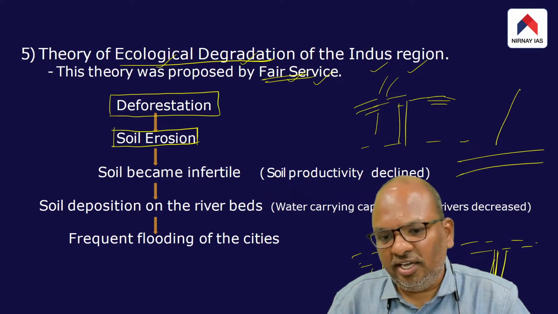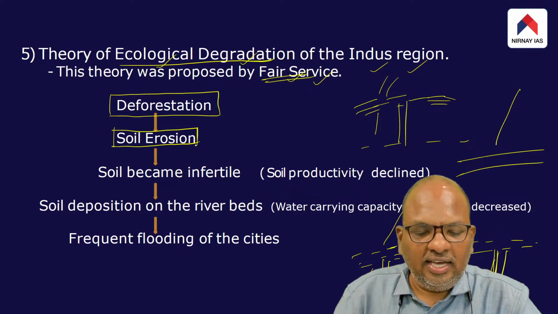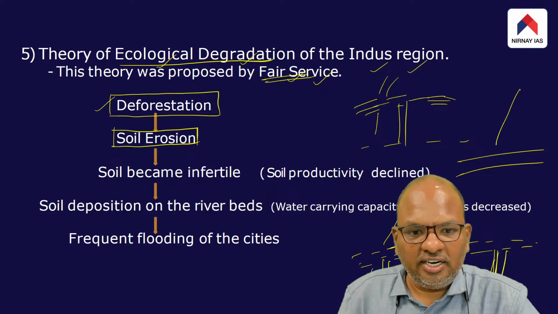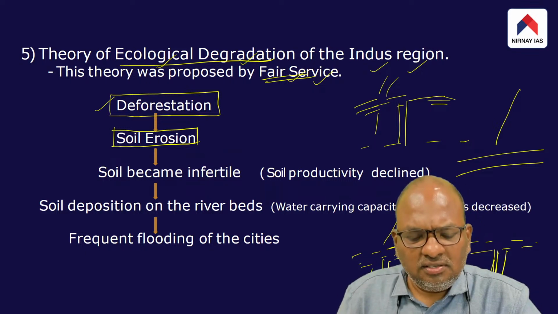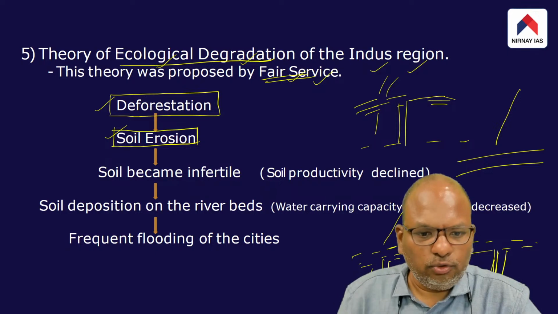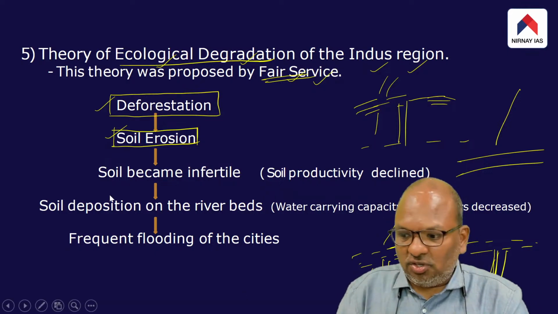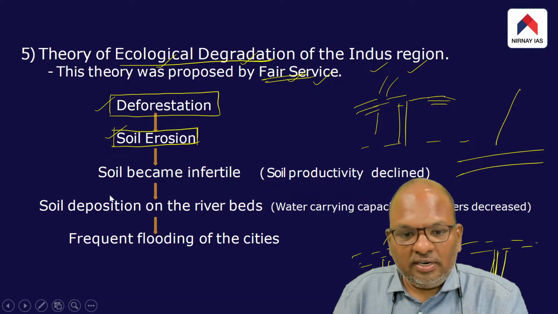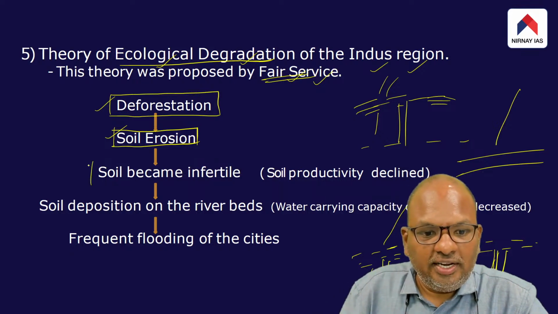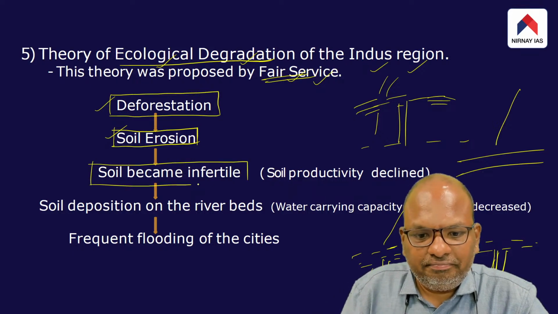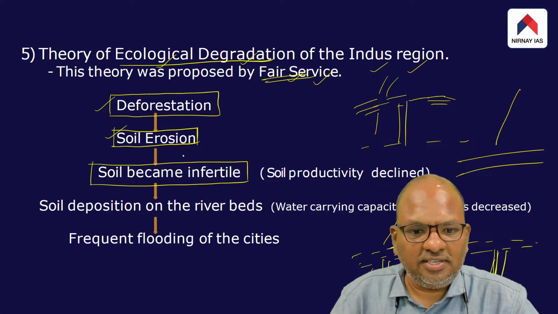This is what you study in geography. So basically, in regions where there is deforestation, usually we also see soil erosion. The top layer of the soil is very, very fertile. When soil erosion happens, soil itself becomes infertile. This is what usually happens as a result of soil erosion.